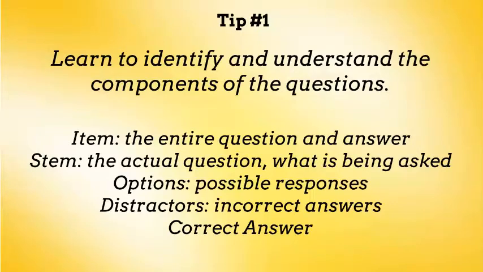Options are simply the possible responses. And you're probably familiar with the term distractors. For now, just know that these are the incorrect answers. And then lastly, we have the correct answer. Now, always make sure you read the stem at least twice. It will increase your chance of success dramatically. Piece of cake so far, right? Let's move on.